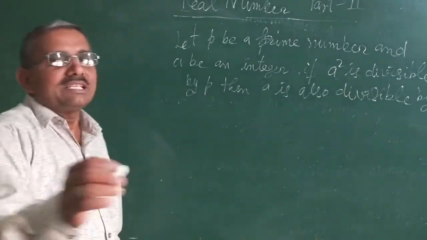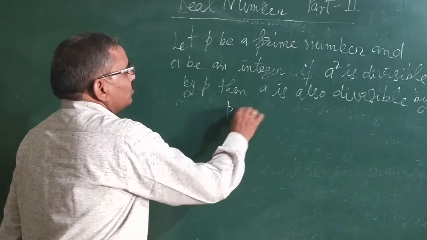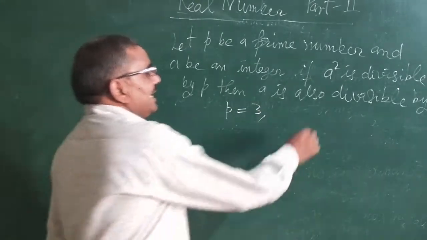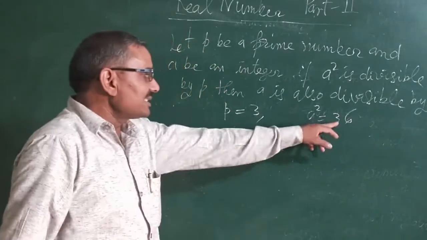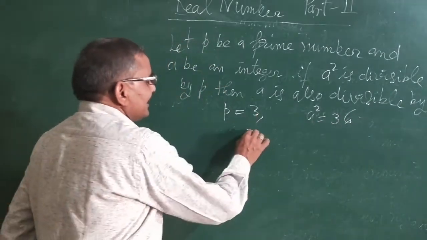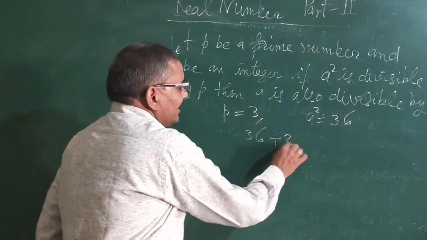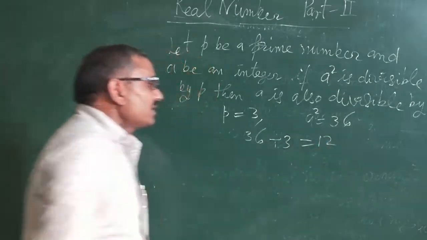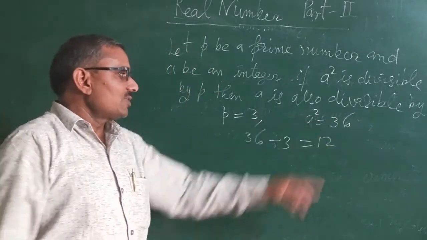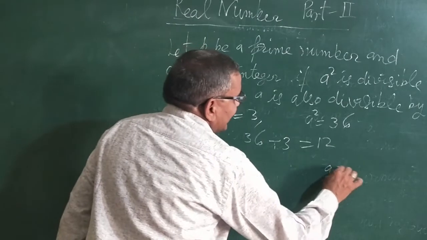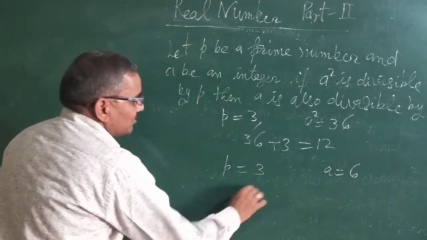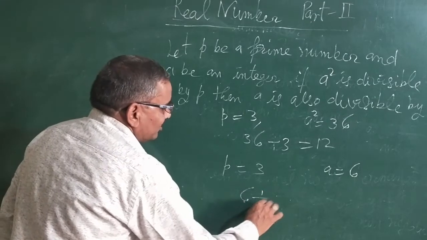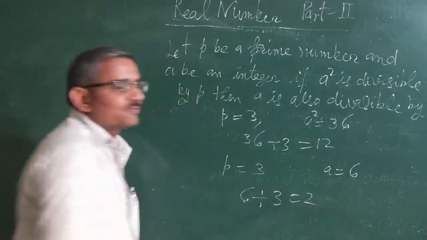Let us suppose one example, p is equal to 3 and a square is equal to 36. Here 36 is divisible by 3. 36 divided by 3 is equal to 12. Now the square root of a square, that is a, is equal to 6 and p is equal to 3. Now 6 divided by 3 is equal to 2.